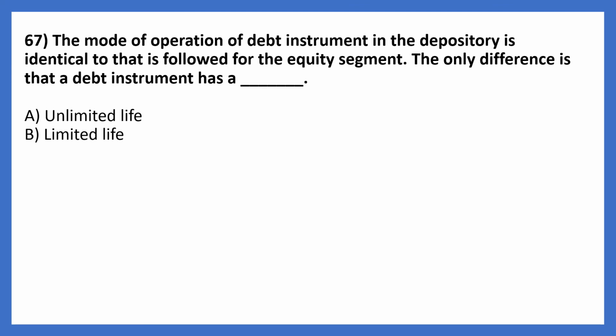The mode of operation of debt instrument in the depository is identical to that followed for the equity segment. The only difference is that a debt instrument has a option A, unlimited life, and option B, limited life. The correct answer is option B, limited life.